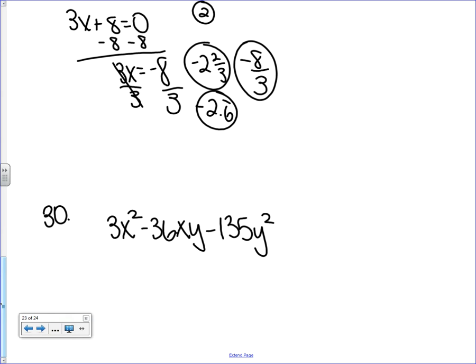Am I going to need to solve this? There's no equal sign. Okay. I'm not going to group it because there's only 3 terms. Before we look at binomials, I need to ask myself, is there a GCF? 3. You can divide all of these by 3. So I have x squared. What's next? Minus 12xy. Minus 45y squared.